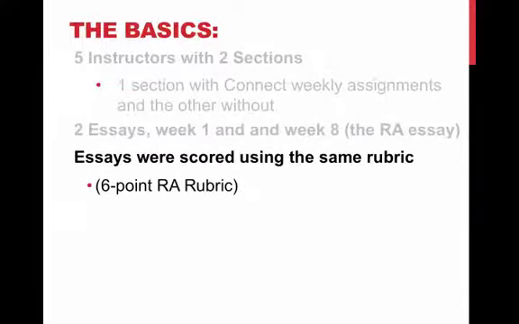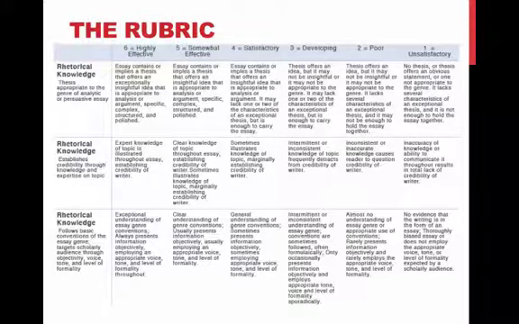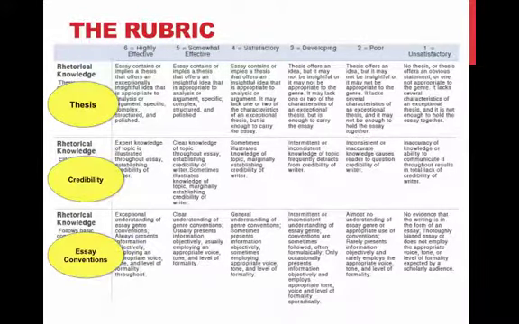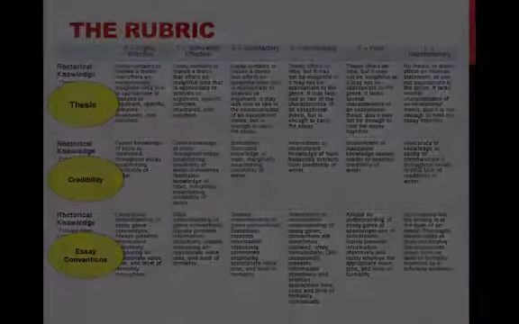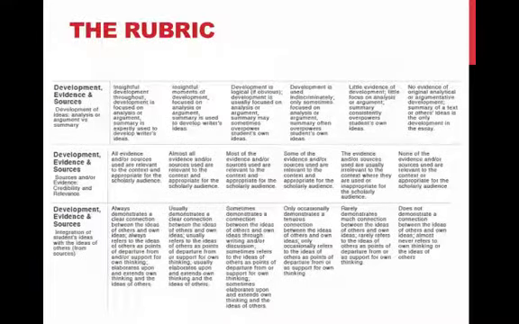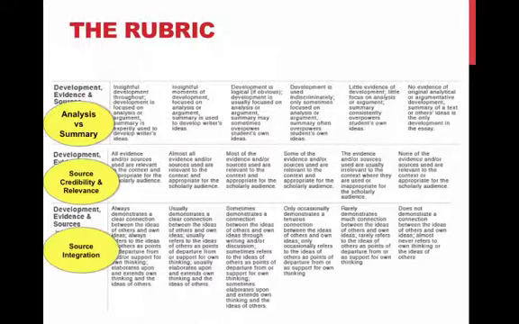Then both essays were scored using the same rubric, and this is basically the same 6-point rubric for the RA that you're used to seeing in 39B. It had 3 indicators of rhetorical knowledge: the quality of the thesis, the student's credibility or academic ethos, and the student's ability to follow the conventions of an academic essay. Another 3 criteria in development of ideas using evidence and sources. This area could also be called the critical thinking.